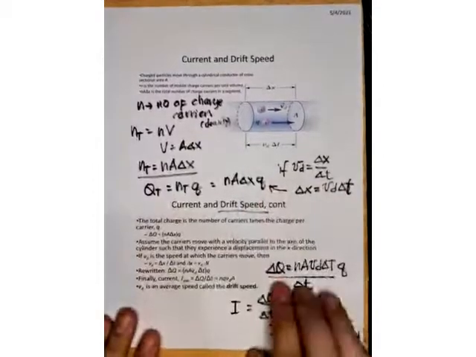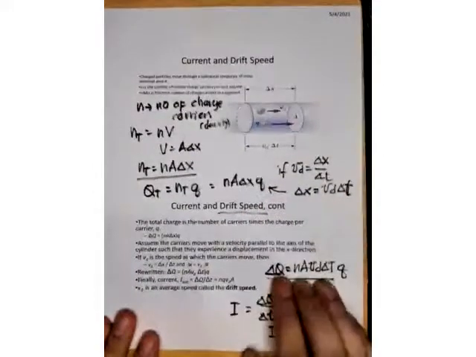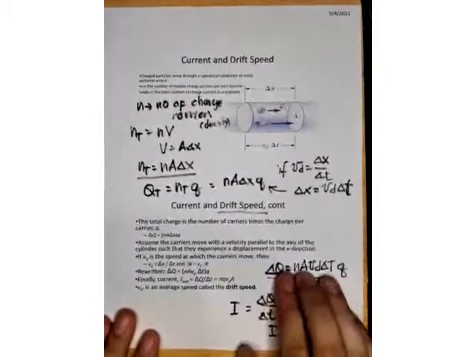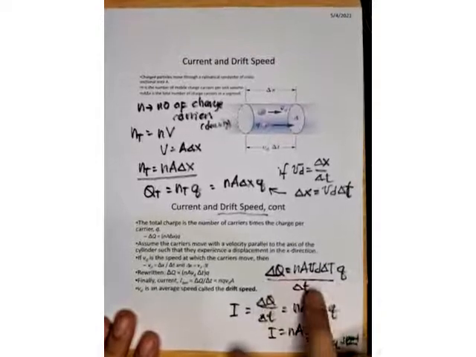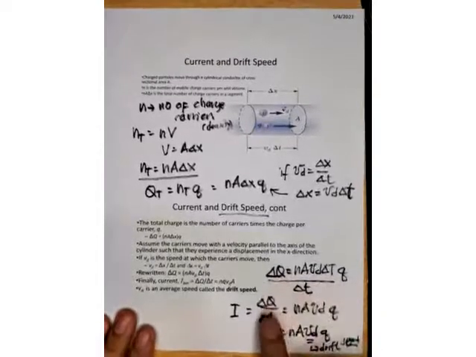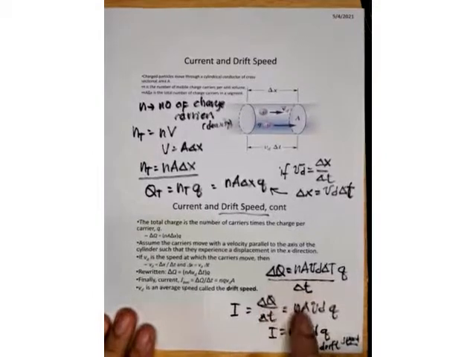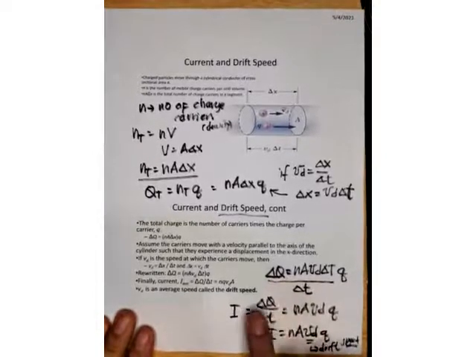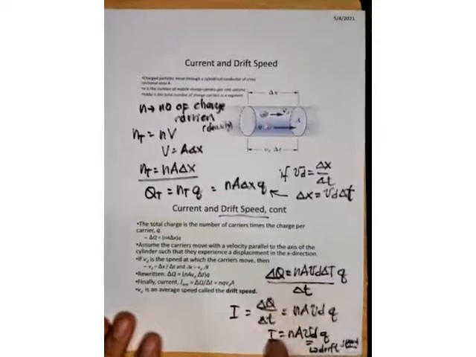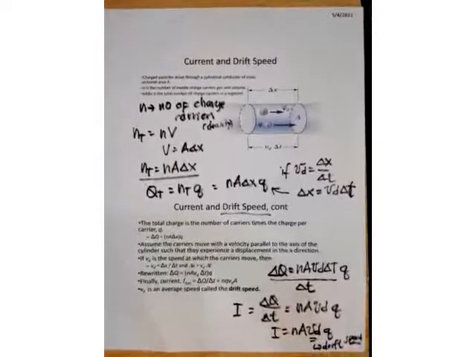So, that means we will get delta Q or the total charge is equal to NAVD delta T times Q. Kung i-divide natin yan ng delta T, so that means delta Q over delta T is equal to NAVDQ. But delta Q over delta T is current. So therefore, current is also NAVDQ. Okay, yung VD natin, that is the drift speed.